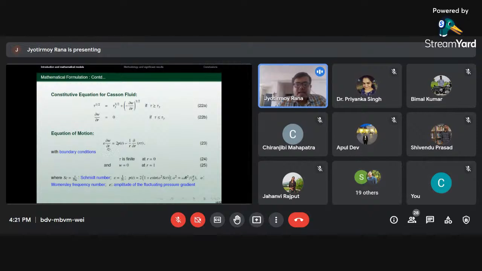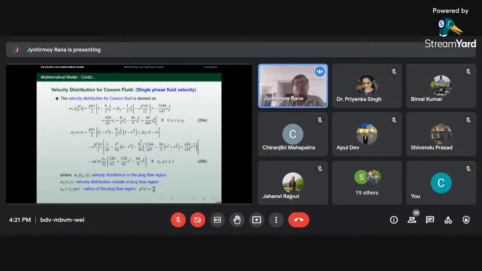Here epsilon is treated as the perturbation parameter, because epsilon is very, very small. It is 1 by the Schmidt number, and the Schmidt number for arterial blood flow is likely 10 to the power 3. So that means epsilon is a very small quantity, and we can consider it as the perturbation parameter here.